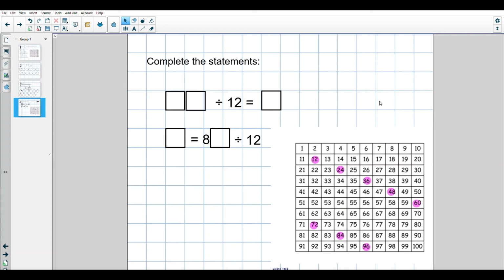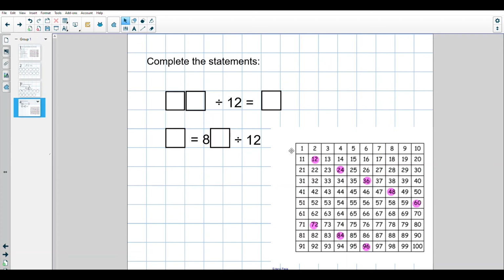Now, it says here, complete the statements. On your sheet, there are lots and lots of combinations, and it does ask you to use the numbers. Try and use the numbers at least once each time. But I'll show you what it's essentially asking for. It's asking here for a 2-digit number divided by 12 equals something. And on this one, something in the 12 times table, which is 80 something, divided by 12 is something else.